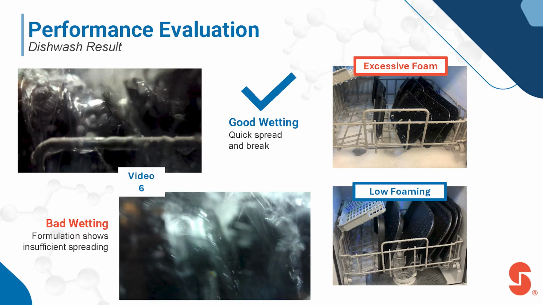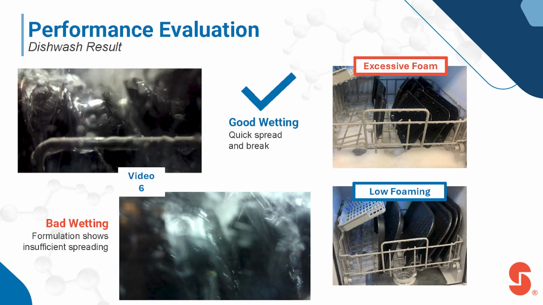Another thing we do want to see in our dishwashing test is good wetting. Like I said, we can monitor in real time how this wetting behavior looks. We want to see a good spread of the formulation, high surface area coverage, and then it's also going to break a little bit. With bad wetting, the formulation will cling to itself and doesn't want to interact with the ware.